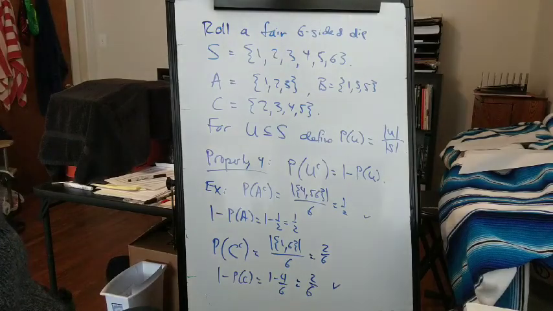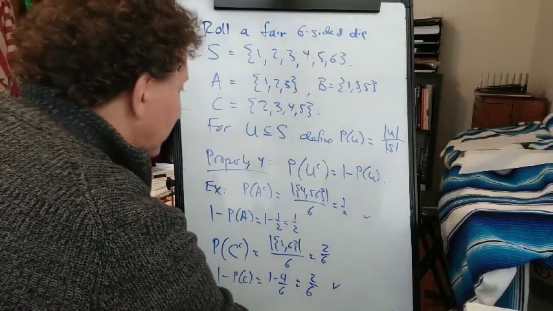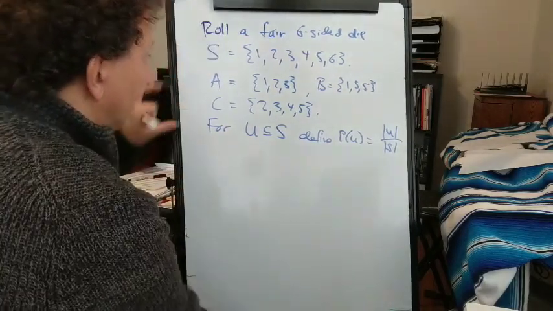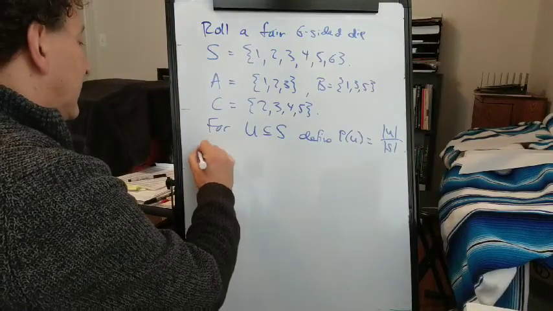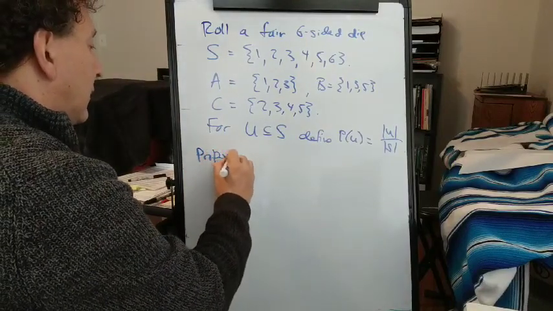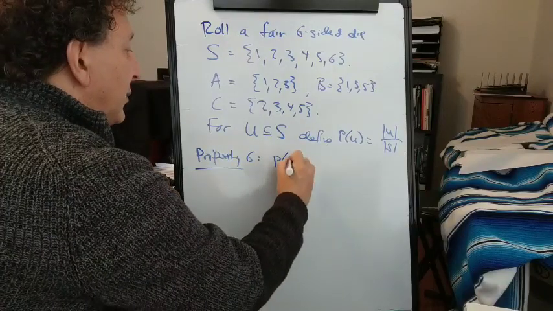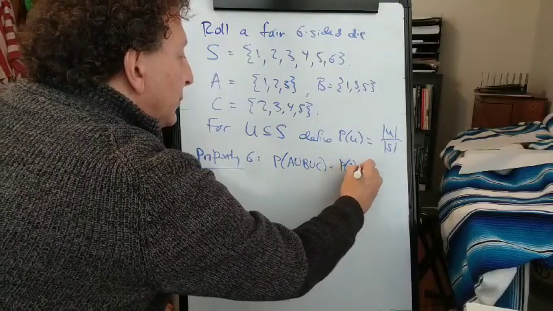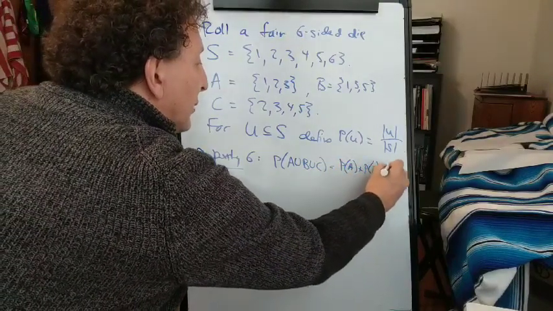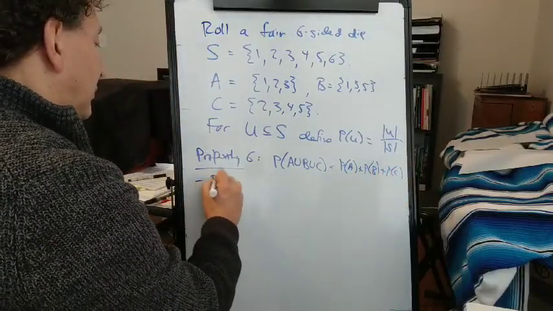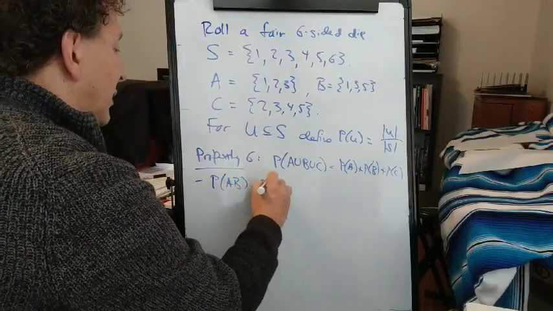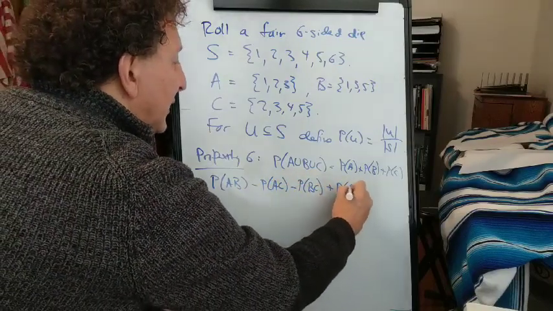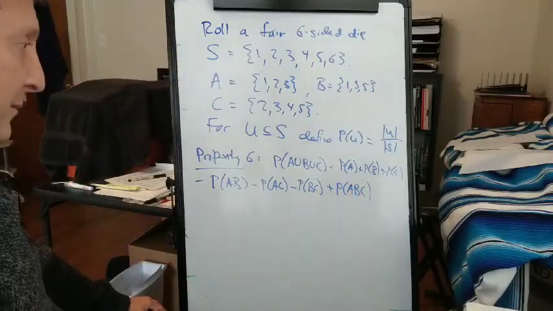And property 5 is a little bit more involved again. That's the inclusion-exclusion formula. So we're going to need A, B, and C here. So the probability of A union B union C equals probability of A plus probability of B plus probability of C minus probability of A and B minus probability of A and C minus probability of B and C plus probability of A, B, and C simultaneously.